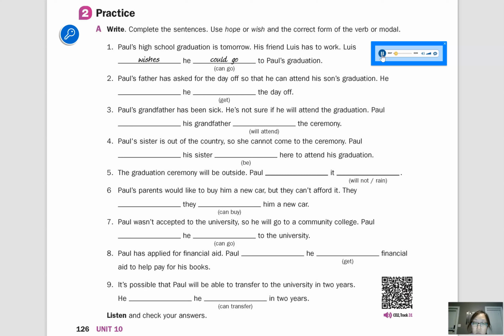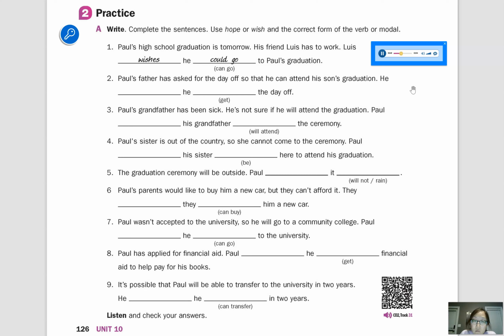1. Paul's high school graduation is tomorrow. His friend Luis has to work. Luis wishes he could go to Paul's graduation. 2. Paul's father has asked for the day off so that he can attend his son's graduation. He hopes he gets the day off. 3. Paul's grandfather has been sick. He's not sure if he will attend the graduation. Paul hopes his grandfather will attend the ceremony.